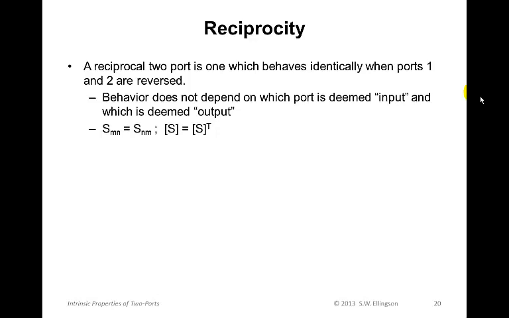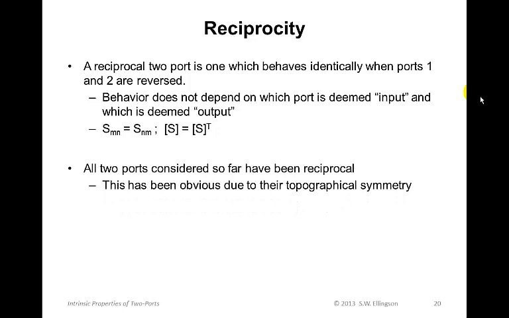S sub mn equals S sub nm. For example, S12 equals S21 for a reciprocal two-port. Or if you like to express the S parameters in matrix form, you could say that for a reciprocal two-port, the S parameter matrix equals its own transpose.